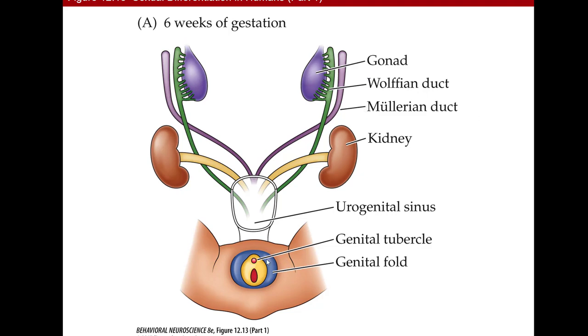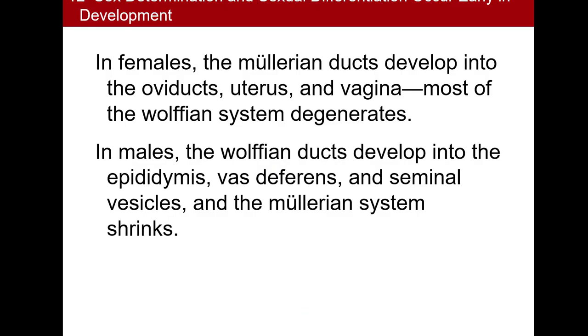Okay. At this point, we have a genital tubercle that could become a penis or could become a clitoris, depending on how this process goes. This genital fold could become the outer portion of a vagina or could become the testicles here, or the scrotum. Scrotum's what I'm looking for there.